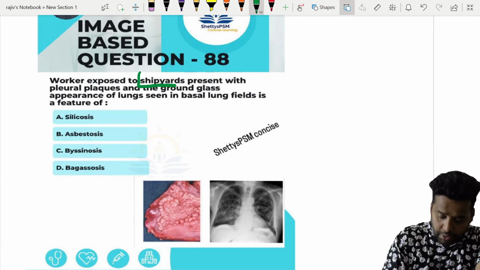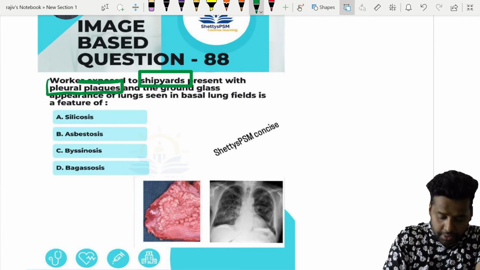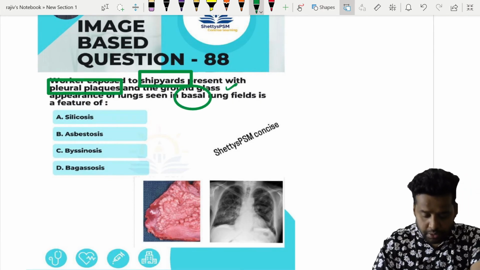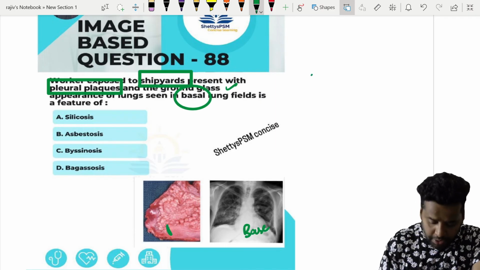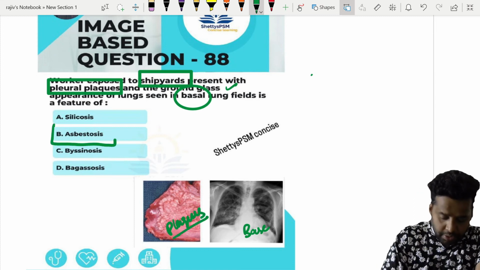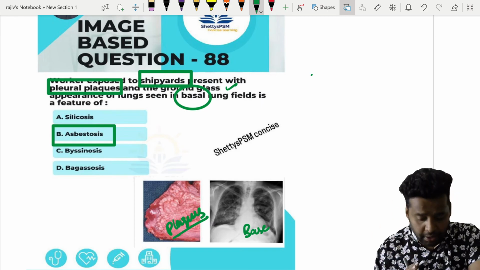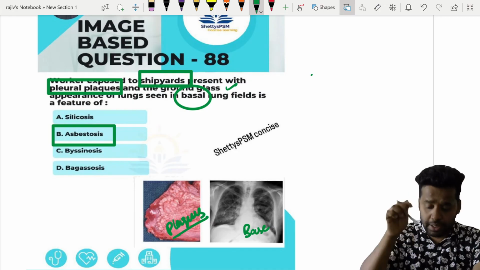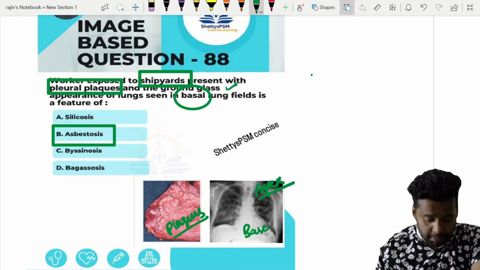The next question was showing pleural plaques. The keyword was shipyard industry. Pleural plaques, some haziness, ground glass in the basal lung fields. So shipyard, base is involved, pleural plaques: all these favor asbestos exposure, asbestosis. For silicosis, they will give a stone cutting industry, apex is involved, like that they will frame a question. In silicosis the apex is involved, in asbestosis the base is involved.